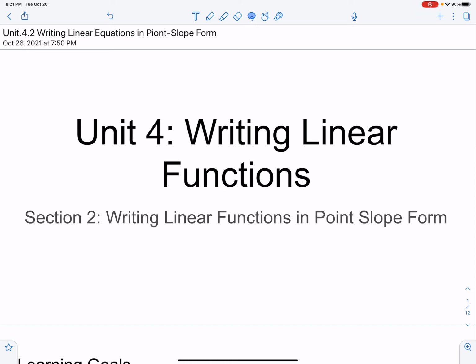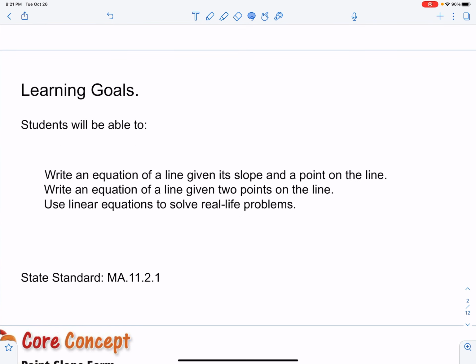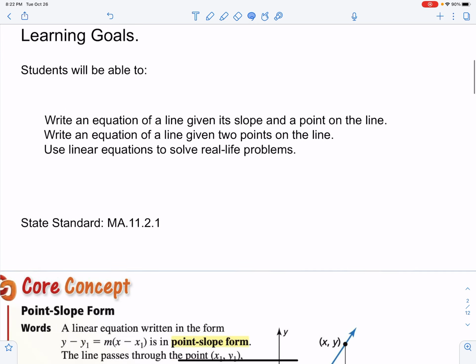There's always multiple ways to do something. Point slope form is still somewhat useful to us, but again, mostly it's for when we don't have the y-intercept in slope-intercept form. So goals: we'll be able to write an equation of a line given a slope and a point on the line. Again, it can be any point. Write an equation given 2 points, and then use linear equations to solve real-life problems.